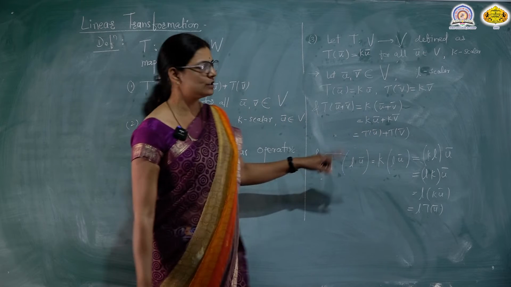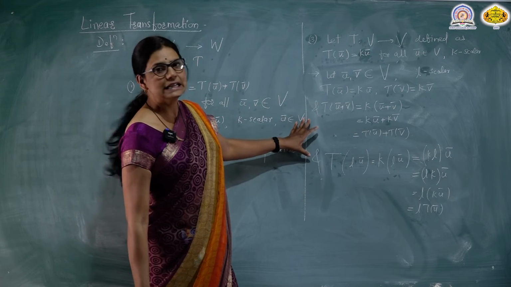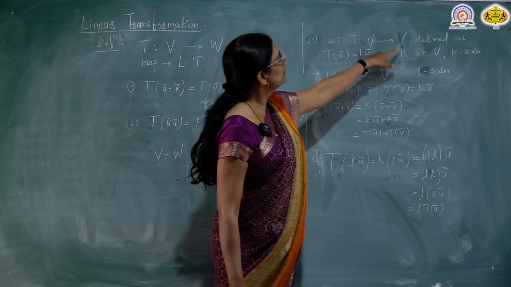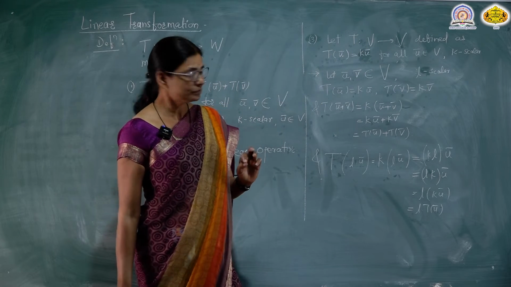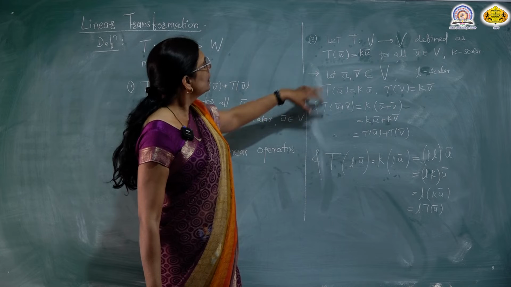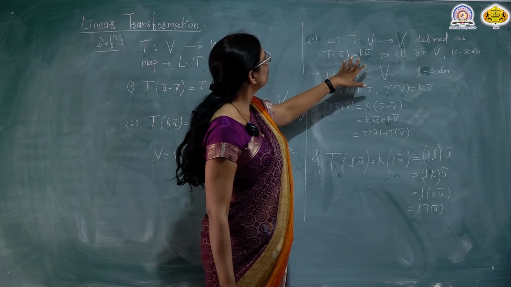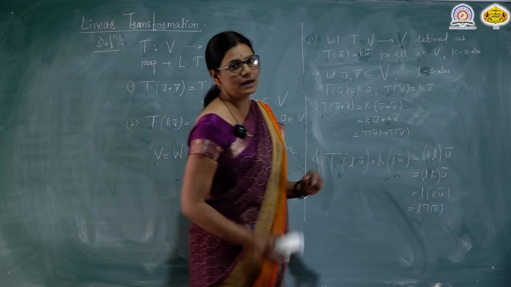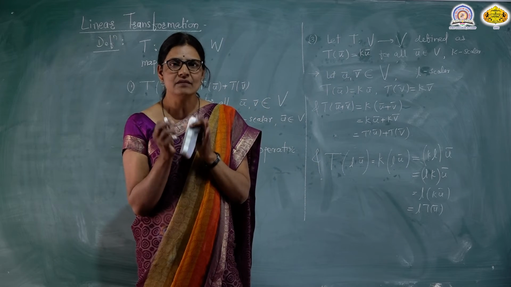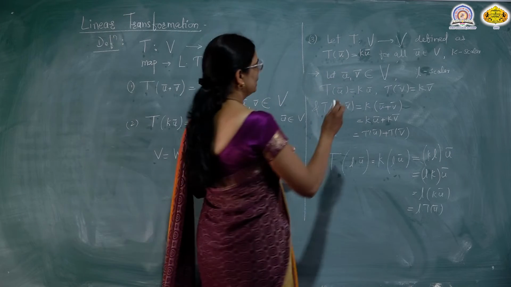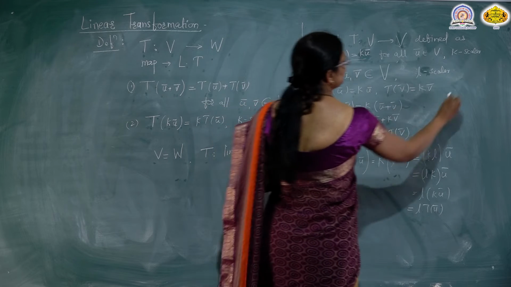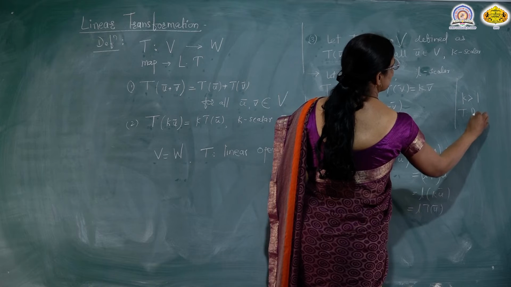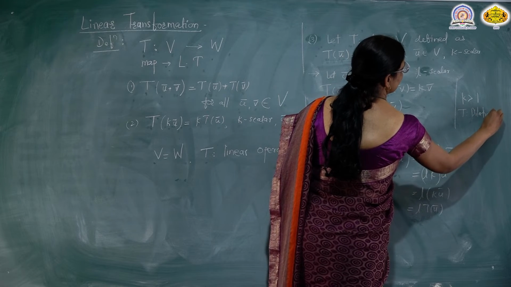So the second property is also fulfilled. So this is a linear transformation from V to V. So it is a linear operator. Now remember this linear operator, which is defined as T of U bar equals K times U bar. If we take K greater than 1, then T is called the dilation.